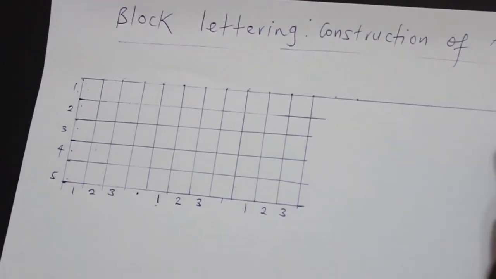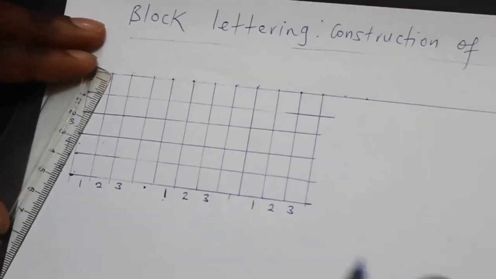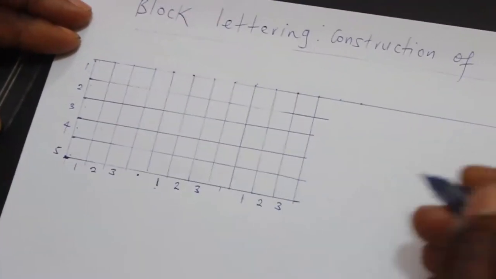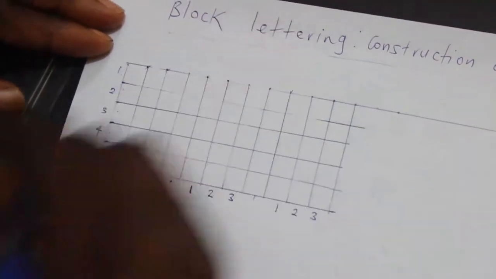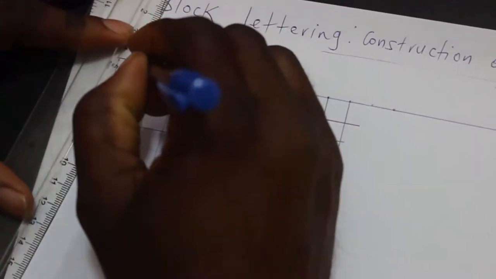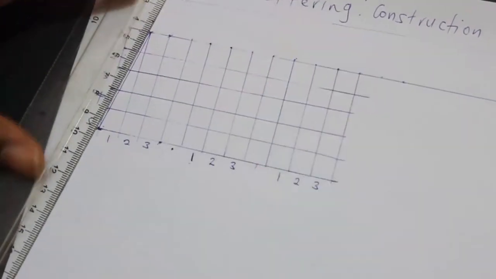That's the first 5 alphabets. I have A, B, C, D, E. All right. So I'll start with A. You indicate a point here, you indicate another one here, another point here, another one here. Then you join the points together with a diagonal line like this.